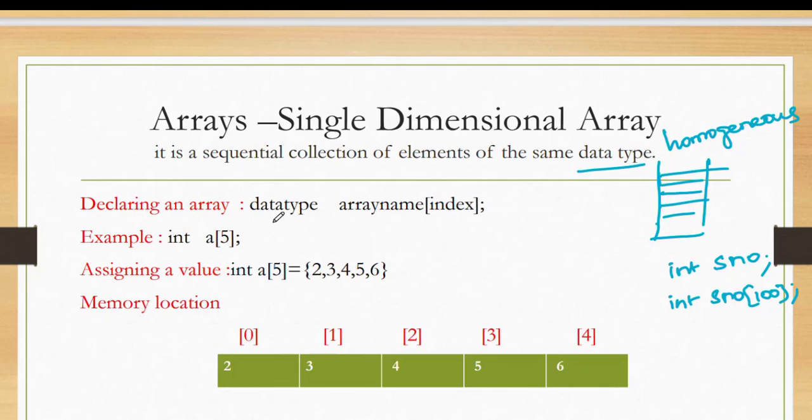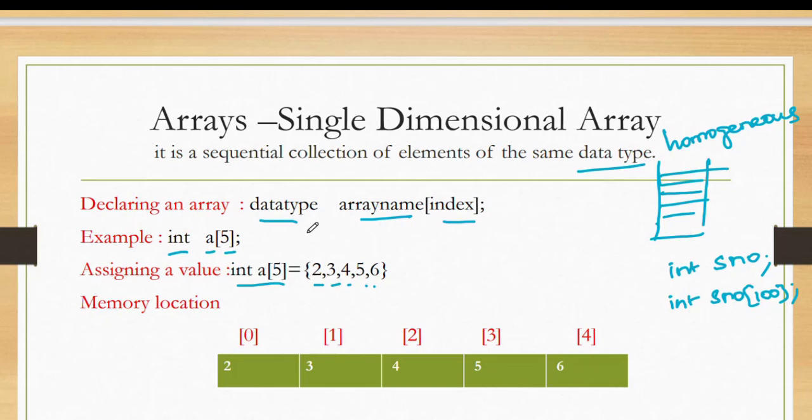The syntax is data type, array name and index. The data type is what type of data, either integer or float or character, whatever. For example, int a of 5. Using a, I can assign 5 elements. How to assign a value? int a of 5 equal to 2, 3, 4, 5, 6. So I am assigning 5 values to the array a.